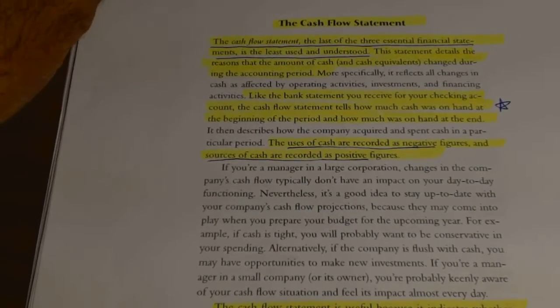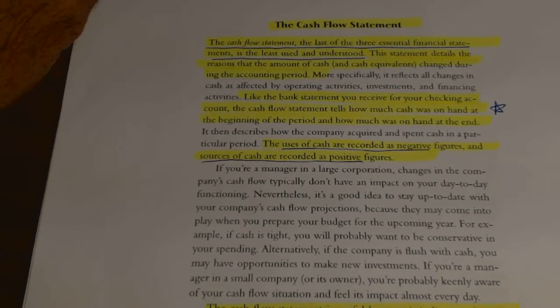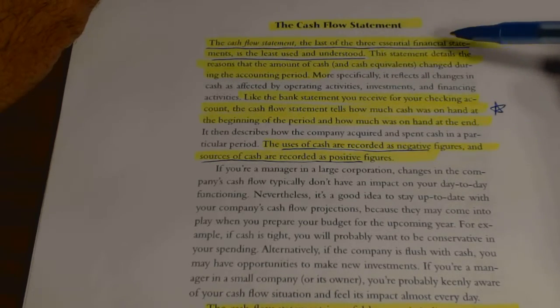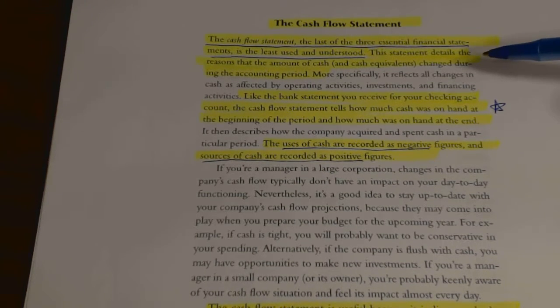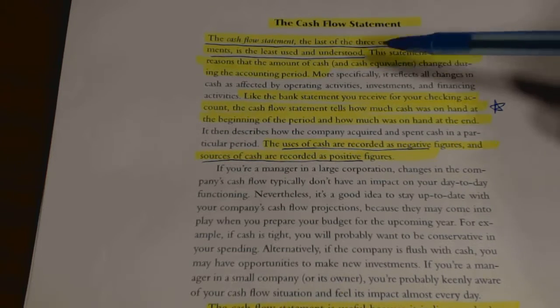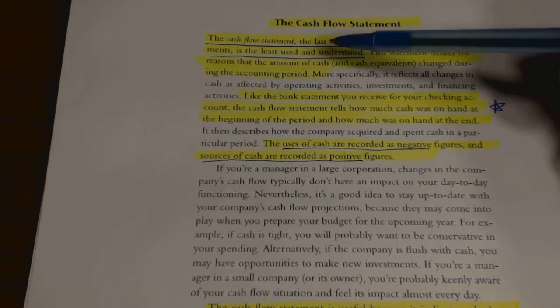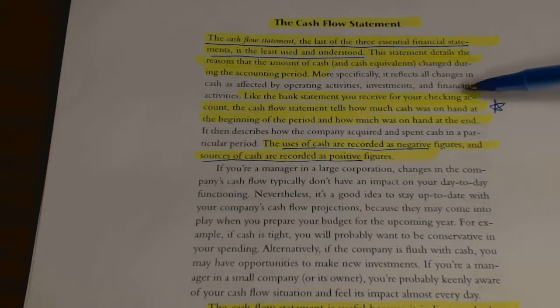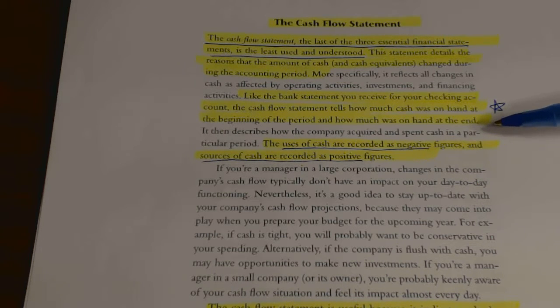It starts out saying the cash flow statement, the last of the three essential financial statements, is the least used and least understood. The statement details the reasons that the amount of cash and cash equivalents changed during the period. Like the bank statement you receive for your checking account, the cash flow statement tells how much cash was on hand at the beginning of the period and how much was on hand at the end. So it's good to compare it to a bank statement.